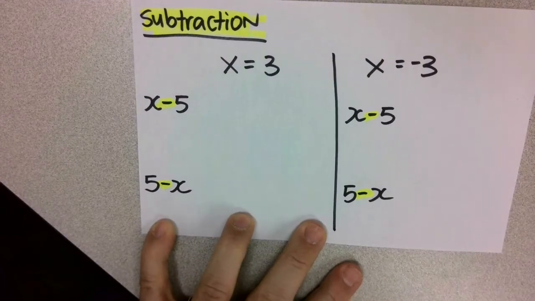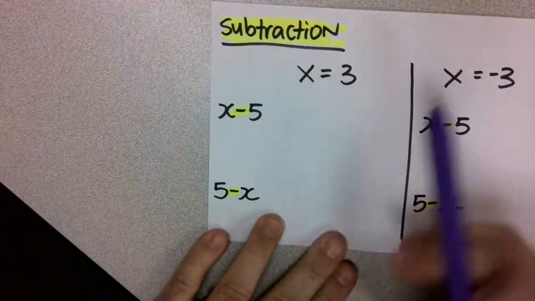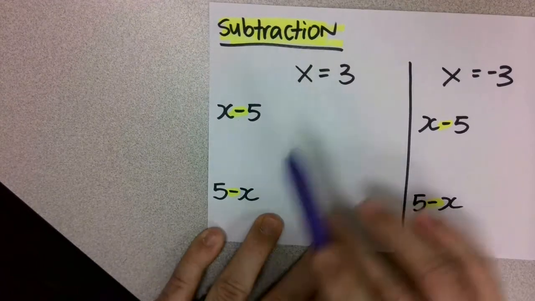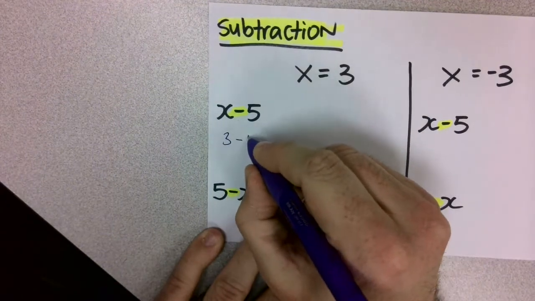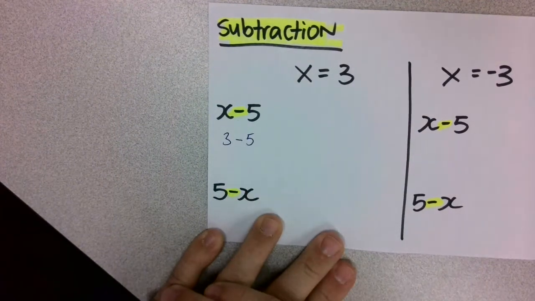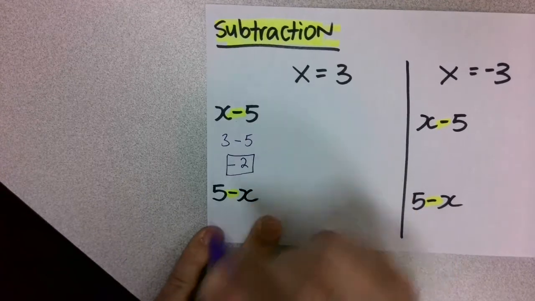What if I had subtraction? Subtraction is very similar to addition. We still have to remember our adding and subtracting rules, but we treat it the same way, only my operator is different. So if x is equal to 3, in this case, I have 3 minus 5, which will end up giving me a negative 2.